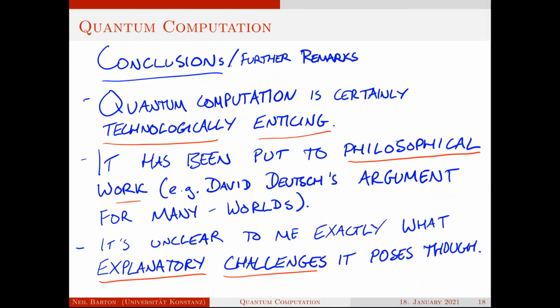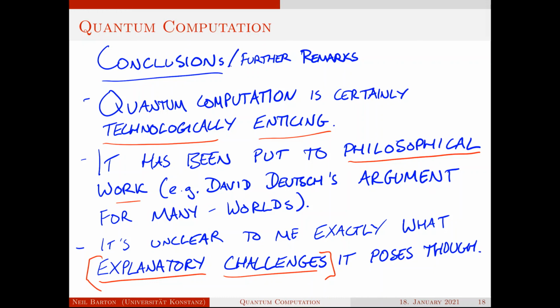Okay, so I just want to conclude with a few philosophical remarks and talk a little bit about what we might think the implications of quantum computation are, or at least what has to be done in order to draw philosophical conclusions from them. I would say that I don't fully understand the implications of quantum computation for philosophy. Part of what I think is going on here is that it's not clear to me exactly what the explanatory challenges are. So let's talk a little bit about that.